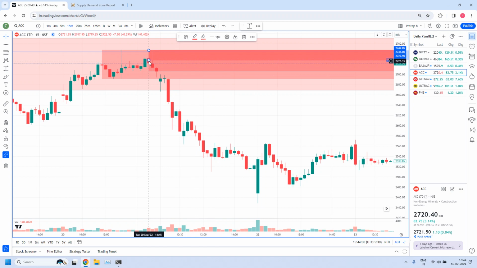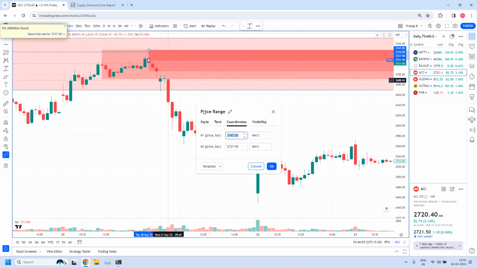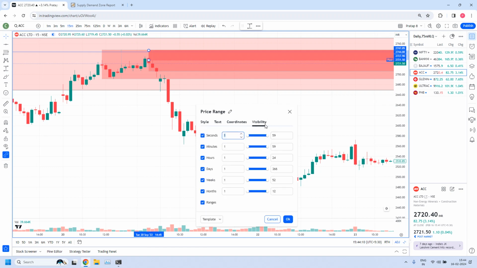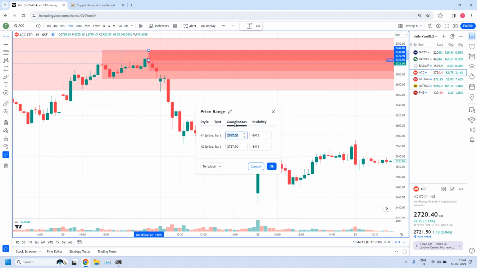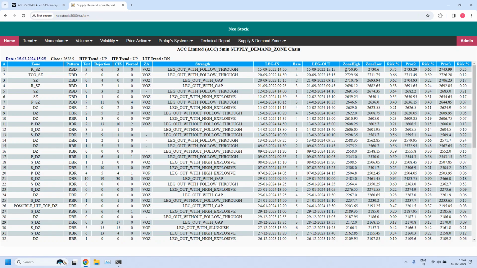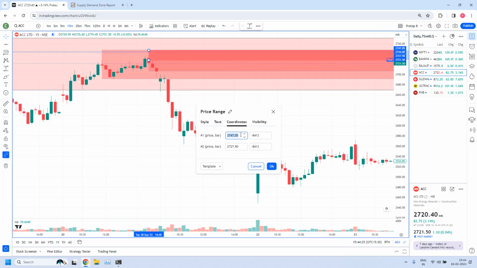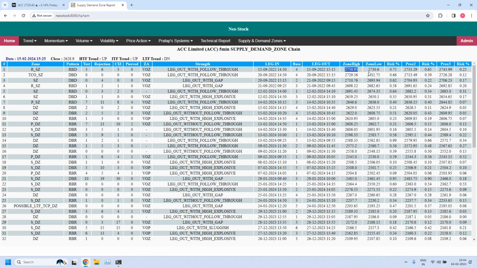But what are the exact coordinates? For that, you just click on the properties, double click on this. When you double click, you get properties. You have style, text, coordinates, visibility, 4 columns. Click on coordinates. In the coordinates, provide the exact coordinates. What are the exact coordinates? We have a zone high of 2750.95. So here I am copying the value 2750.95, and you have another coordinate, zone low, 2730.6.